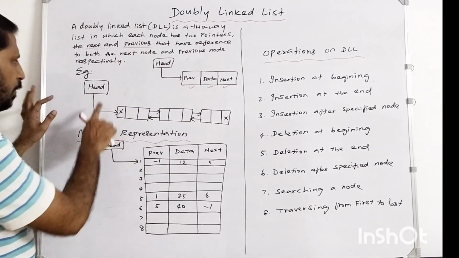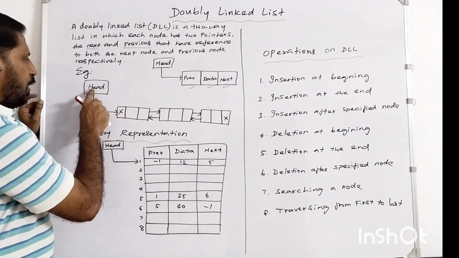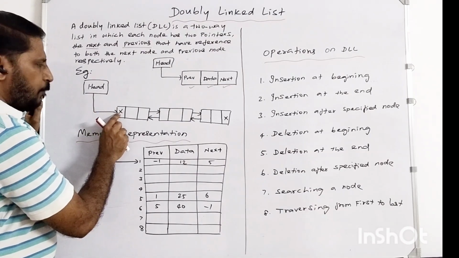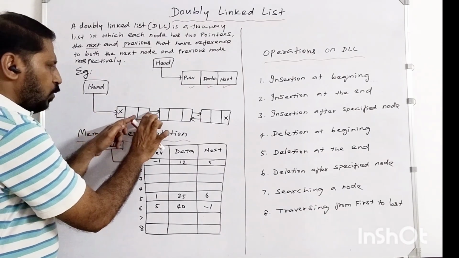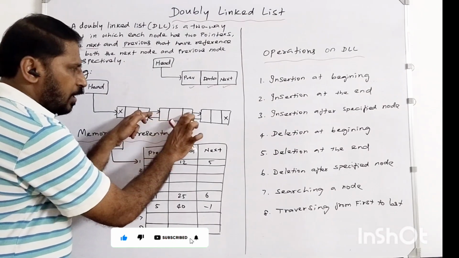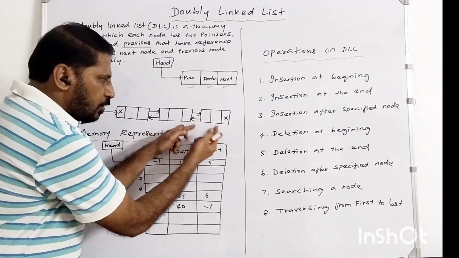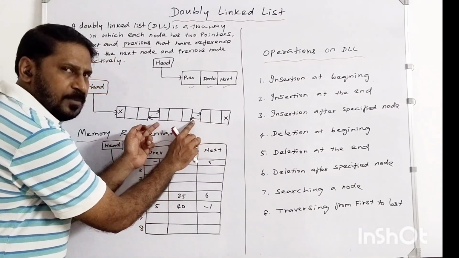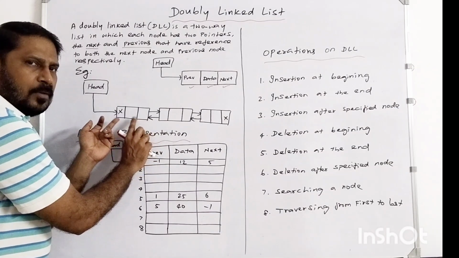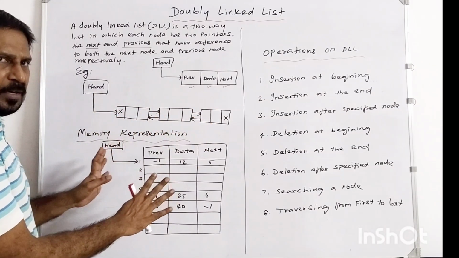For example, I am considering three nodes here. The first node is connected to head. The first node is connected to the second node through this pointer, the second node is connected to the third node through this pointer, the third node is connected to the second node through this pointer, and the second node is connected to the first node through this pointer. So this is the representation of a doubly linked list.